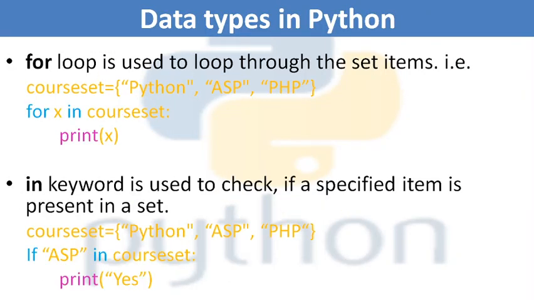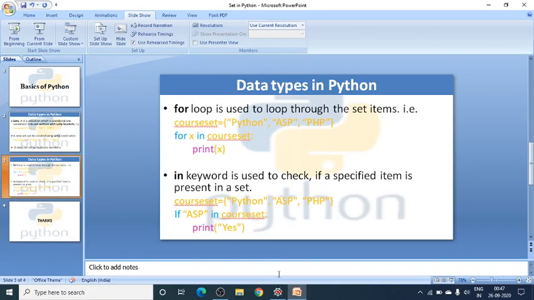A for loop is used to loop through the set items. We cannot use an index to access the elements within the set, but we can use a for loop, similar to what we were using with the list and tuple. So we can use course_set with Python, ASP, and PHP, and for x in course_set, print x, and it will print all the elements. So let us take it here.